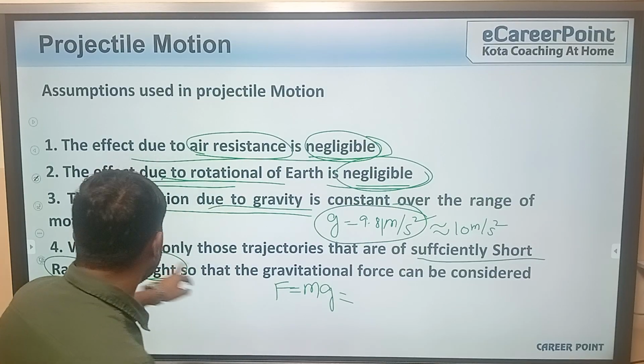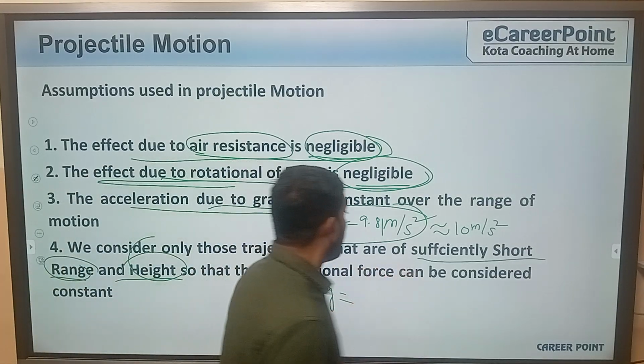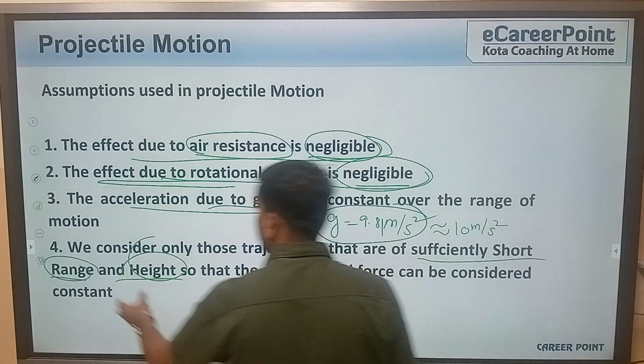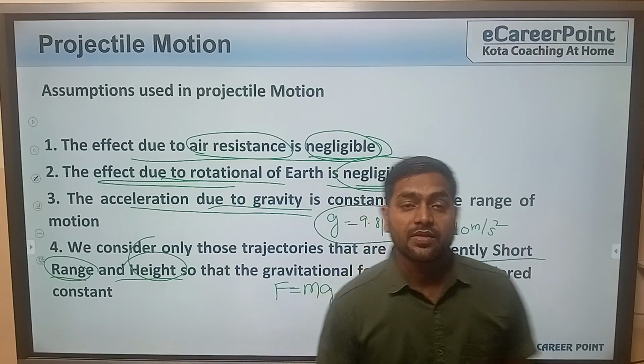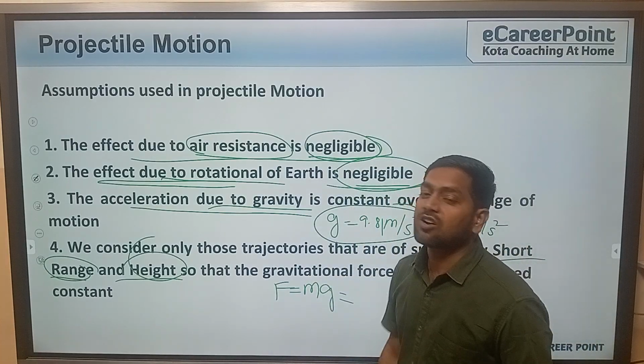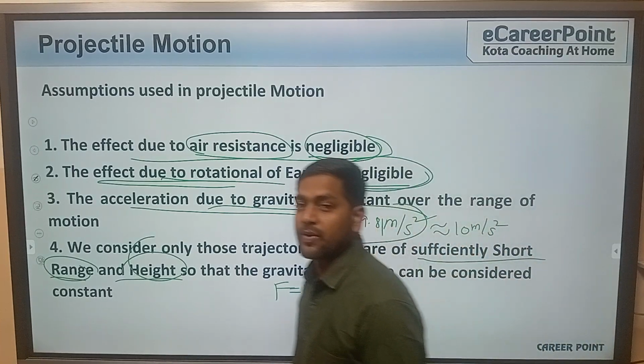So we consider only those trajectories that are of sufficiently short range and height, so that the gravitational force can be considered constant. Okay, you got my point?